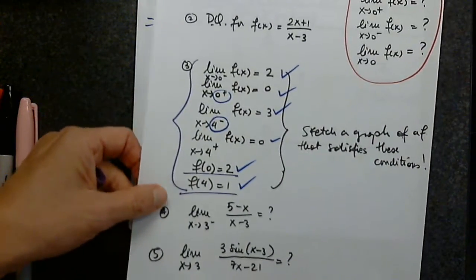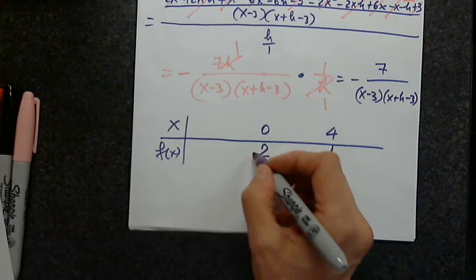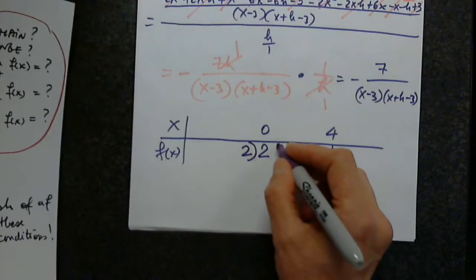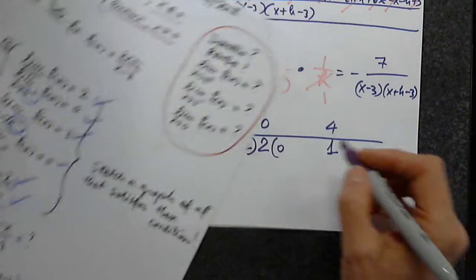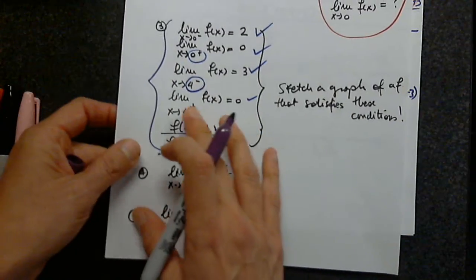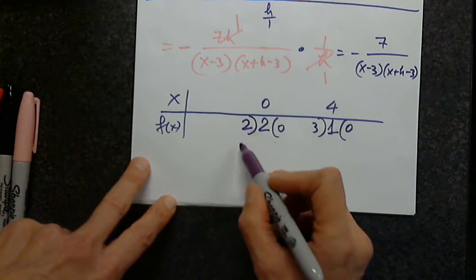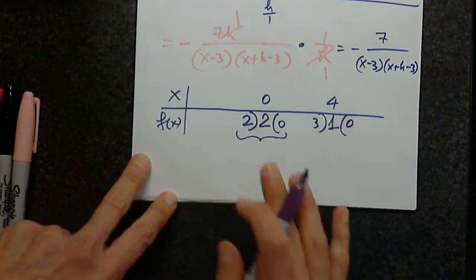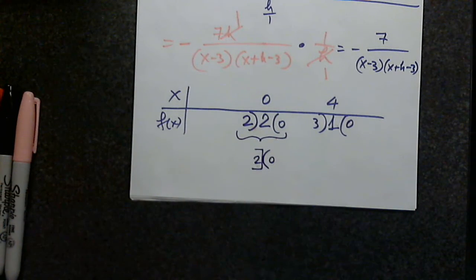And now I'm trying to see what happens left and right. To the left of 0 is 2. To the right of 0 is 0. To the left of 4 is 3. To the right of 4 is 0. If you want, I can change this. Now I can because these two numbers are the same. And I can write this. It's not a big deal. I don't have to. I already know what to expect, right?